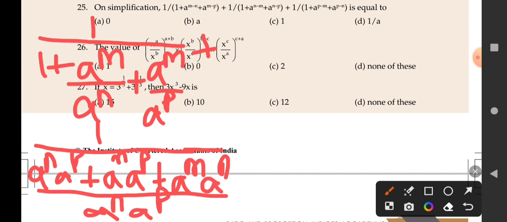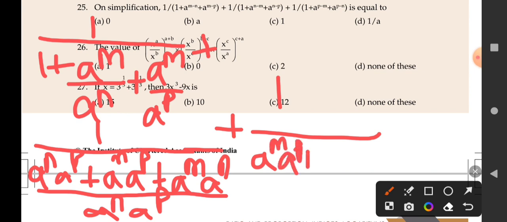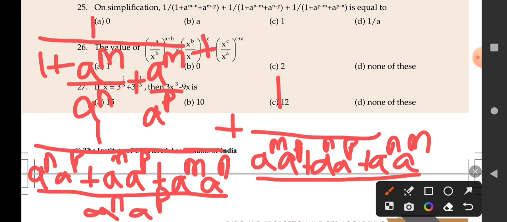Now I'm just going to directly simplify it. So what do we have? 1 divided by a power m a power p plus a power n a power p plus a power n a power m divided by a power m a power p. Please check with your solution as well. I hope you are solving it with me and not just depending on my solutions.